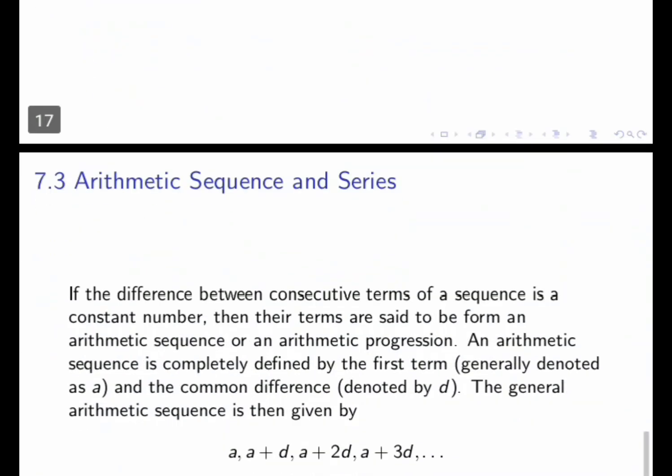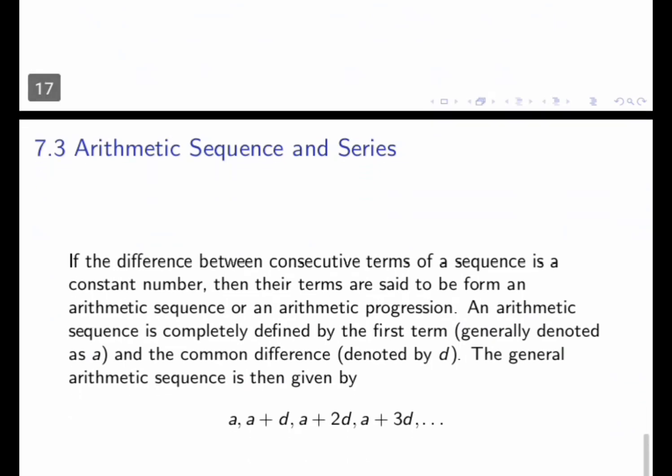Now, moving down to the last part, which is arithmetic sequence and series. It is this arithmetic sequence and series that you did during your secondary school days. It is called arithmetic series and sequence.